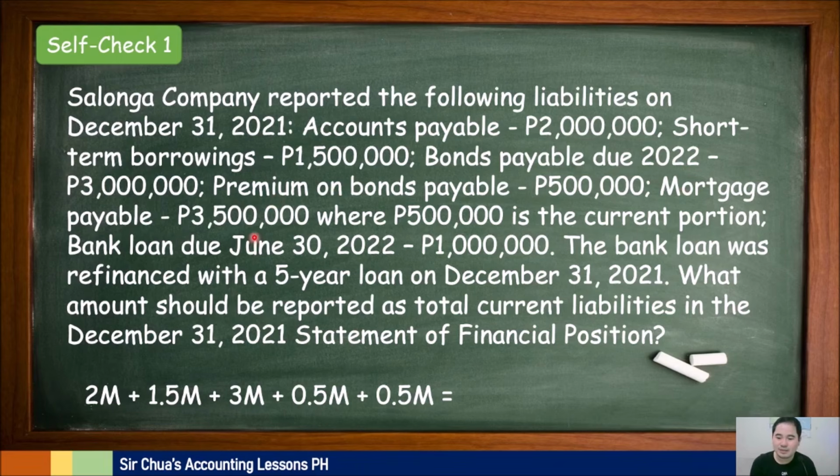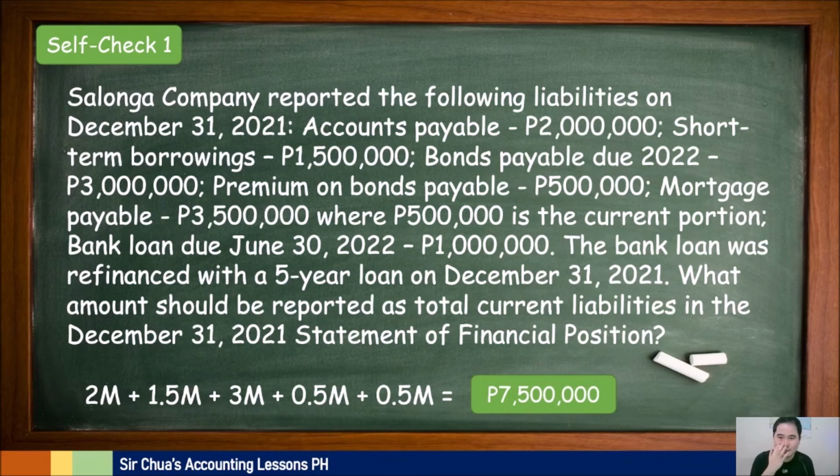Mortgage payable po natin na 3,500,000. Syempre, non-current. Yan. Pero may current portion naman daw pong 500,000. So, add mo din po. Sir, anong gagawin natin dito sa bank loan na tong 1 million? Anong sabi ko kanina about dun sa mga power to refinance? Na-refinance daw po with a 5-year loan at the end of the period. Okay? So, yung 1 million mo, kasi dapat June na siya ng June 30, 2022. So, dapat current na. And na-refinance. So, yung 1 million mo becomes a non-current liability. So, ito lang po yung pag-a-addin nyo. The current liabilities at December 31, 2021 is 7,500,000.